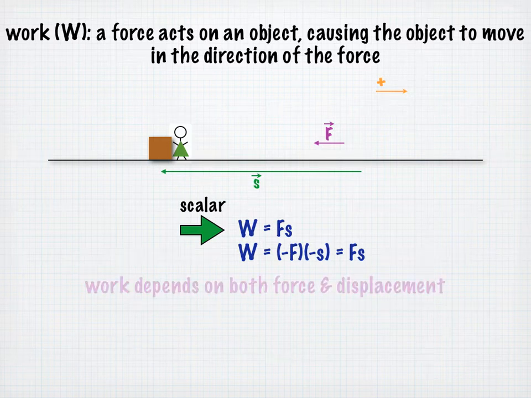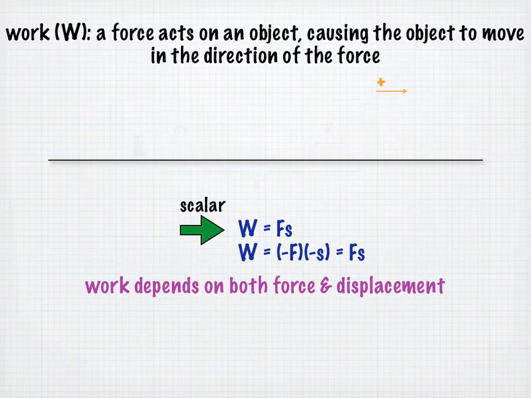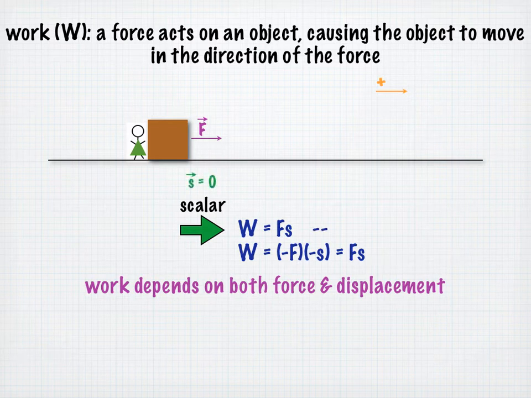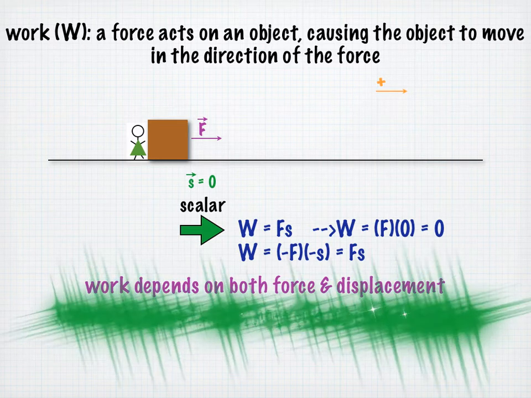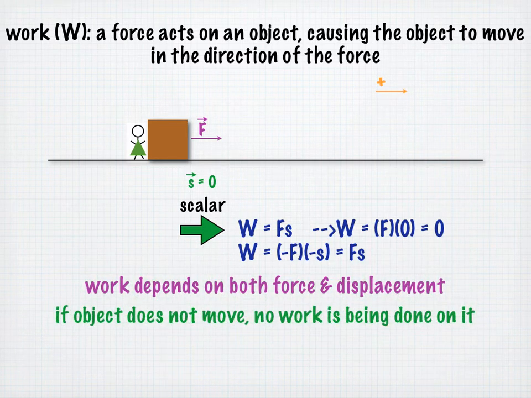Work depends on both force and displacement. So if I were to apply my same pushing force to a much more massive box that did not move, is any work being done on the box? Since the box doesn't move, displacement is equal to 0, and work is therefore equal to 0. So, if an object does not move, then no work is being done on it, no matter how much force is applied to it.